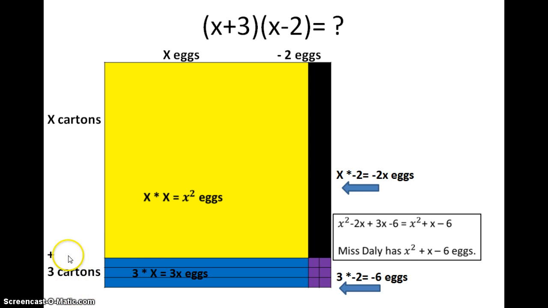Now down here, we have 3 cartons, and in each of those 3, we again have that unknown number of eggs. So we'll multiply that out. 3 times x is 3x eggs. And lastly, in this bottom corner, in those 3 cartons, we're missing 2 eggs in each again. So 3 times negative 2 is negative 6 eggs. Putting all that together, we have our x squared minus 2x plus 3x minus 6. And again, we'll combine negative 2x plus 3x to get our 1x here. So Miss Daly, once again, has x squared plus x minus 6 eggs.